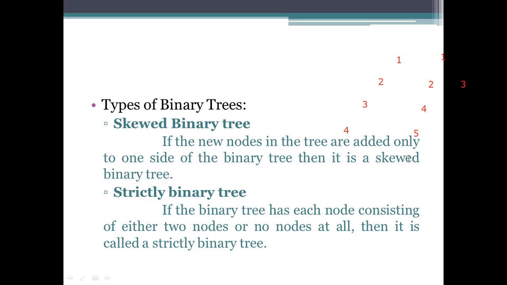So whether it is the left side or the right side, if the children are being added to one side only, then it is a skewed tree. So the skewed tree will be a right skewed tree or a left skewed tree.